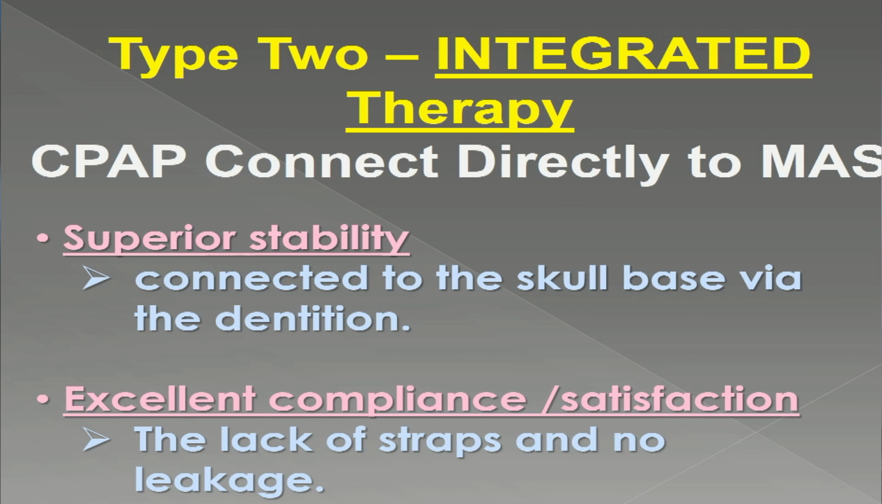So we're connecting the CPAP directly to the mandibular advancement splint. It offers a couple advantages. One is the stability of this mask. Just think of it. We're connecting this mask to the skull base via the dentition. We put an upper and lower shell. The teeth bite into it. There's a post that goes out, and we connect the mask to that. So that's where the stability comes from. You don't need to put the mask up to the bone of the nose because it's stabilized by the teeth.